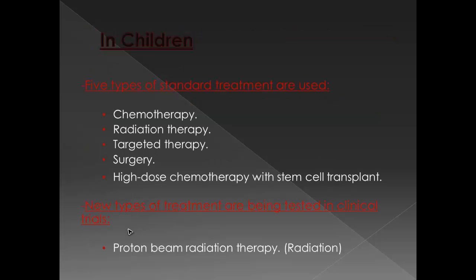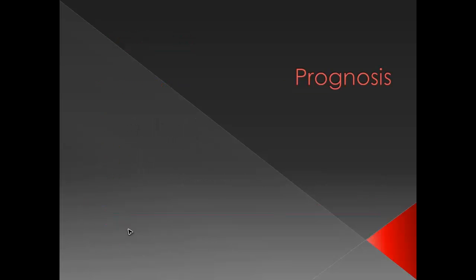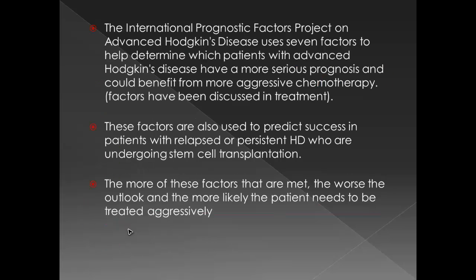In children, there are 5 standard treatments: chemotherapy, radiation, targeted therapy, which targets the affected organs, surgery, and high-dose chemotherapy with stem cell transplant. New types of treatment are being tested in clinical trials for children, which is a type of radiotherapy, proton beam radiation therapy. Last but not least, the prognosis.